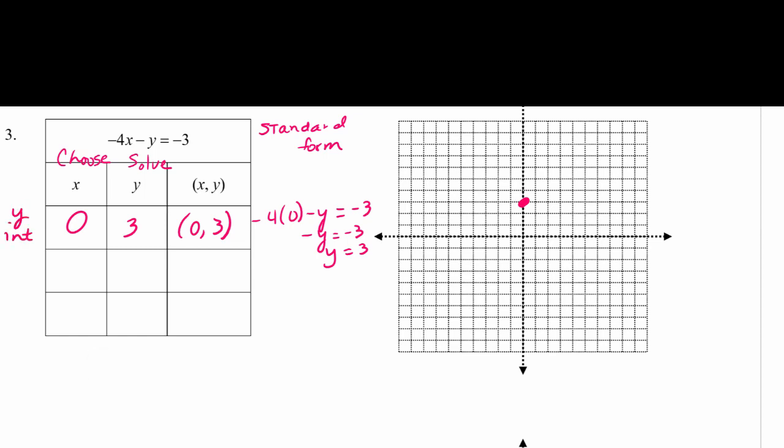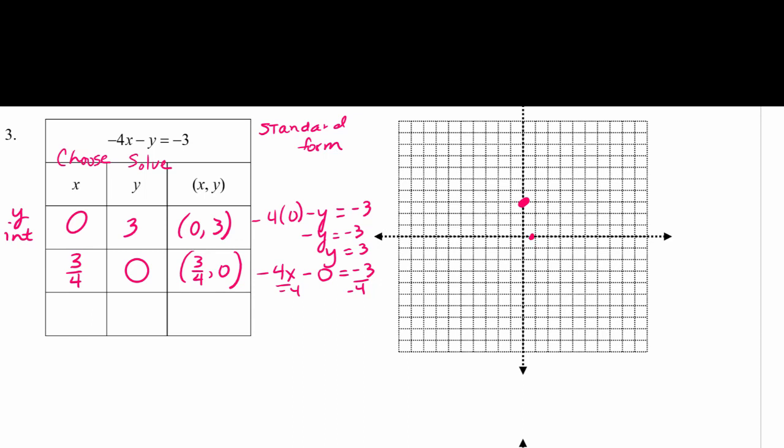Okay, now this line also has an x-intercept. How we find an x-intercept is that we set y to 0. So since we have this equation in standard form, I'm going to set y equal to 0 and solve for x. Okay, let's see what that gives us. -4x minus 0 equals -3. So I divide by -4 and I'm going to get a fraction. x equals 3/4. So (3/4, 0). Okay, so now I have to approximate where 3/4 is, and it's 3/4 of the way between 0 and 1.